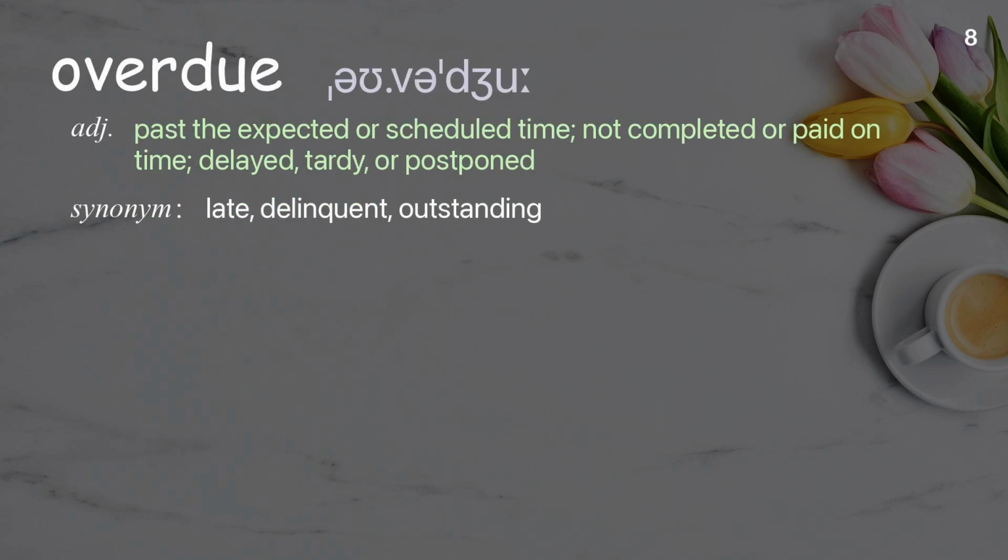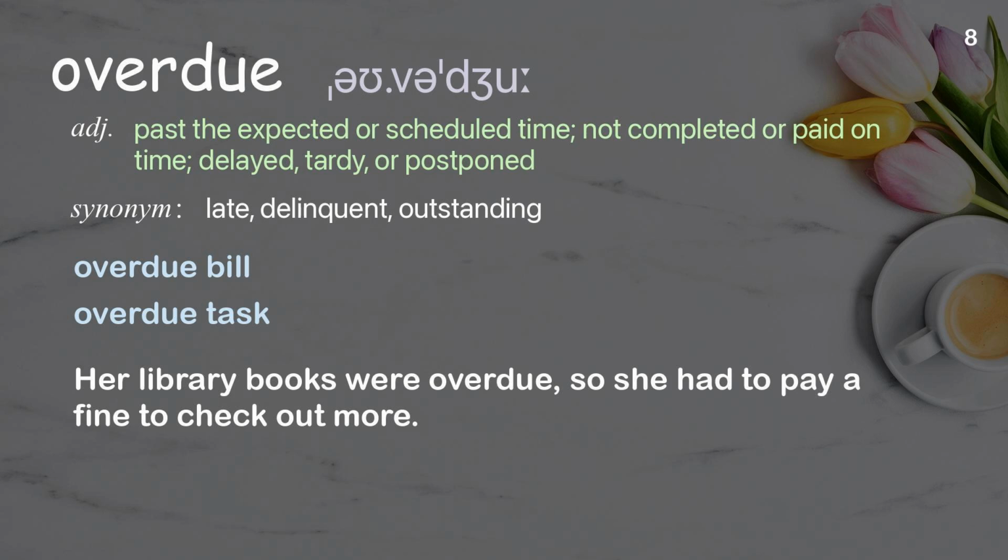Overdue. Past the expected or scheduled time, not completed or paid on time, delayed, tardy, or postponed. Examples. Overdue bill. Overdue task. Her library books were overdue, so she had to pay a fine to check out more.